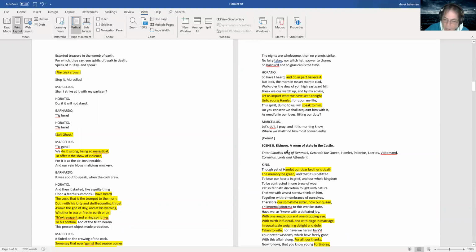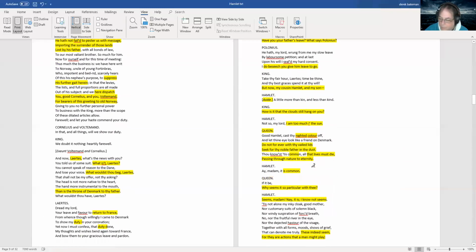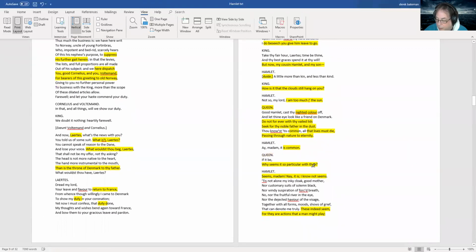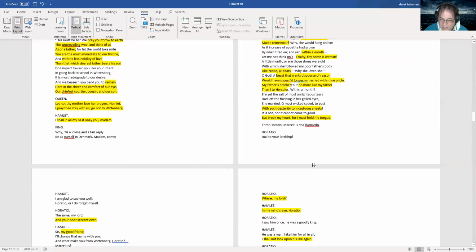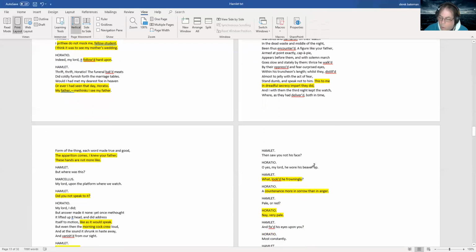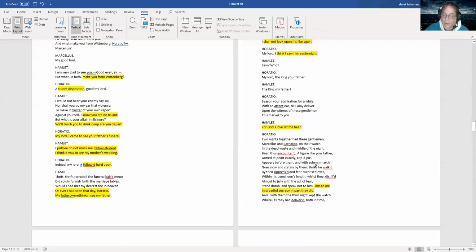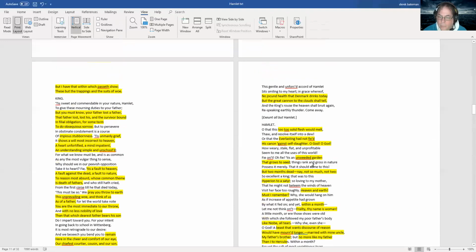I'm debating, to be honest with you, whether to go into the next scene because it's such an important one. I think what we're going to do, because I don't want to overwhelm at this point, is stop here.